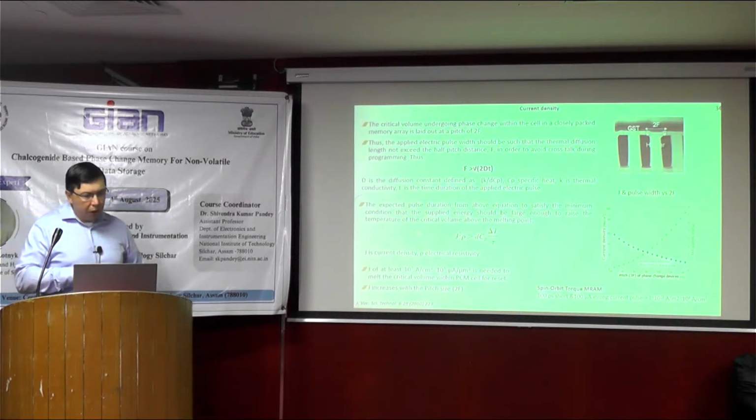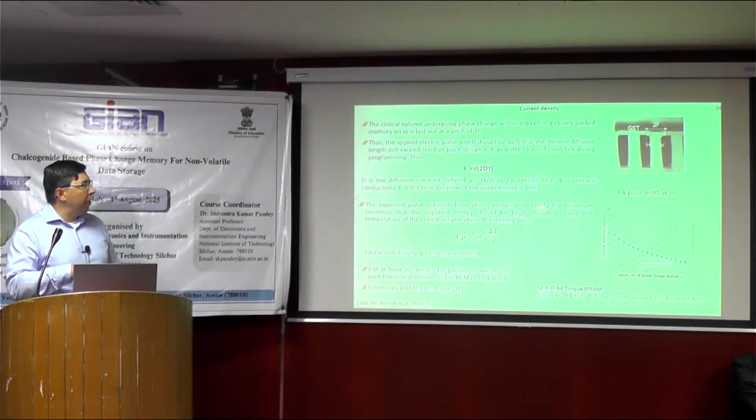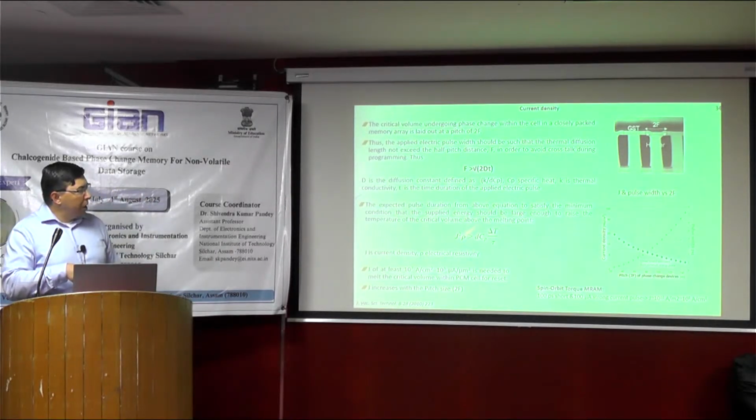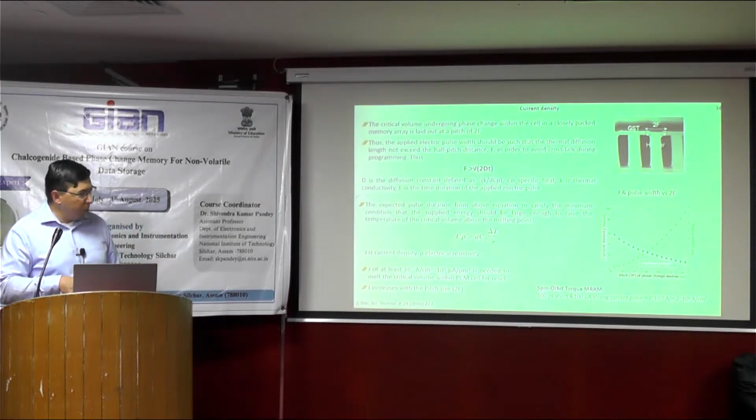So just think about that, the expected pulse duration from the above equation to satisfy the minimum condition that the supplied energy should be large enough to raise the temperature of the critical volume above the melting point. We get this equation, where J is the current density and rho is the electrical resistivity. If we put some material values into this equation, we find that we need a high current density to switch the volume of our phase change memory cell.